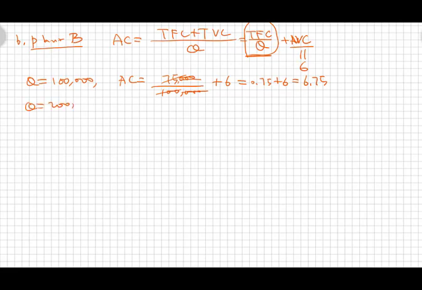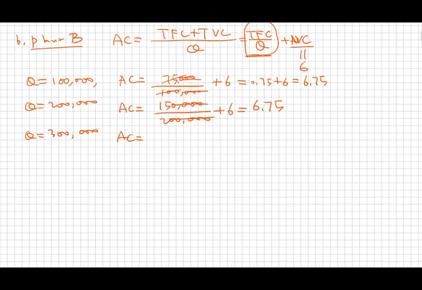When Q equals 200,000, then that exceeds plant B annual capacity. So you need 2 of plant B. So your fixed cost doubles of 75,000, which is 150,000. And you divide that total cost by 200,000 output and add up average variable cost. So you will have again $6.75. When Q equals 300,000, again another additional 100,000 units require one more building of plant B.